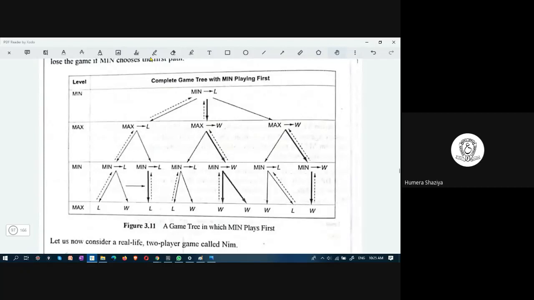Here, min is playing first. You observe that the levels have changed. Here it is min, max because min is playing first, and min is losing here. When min travels through this path, max is loss and min is loss, and at the terminal, it is loss.